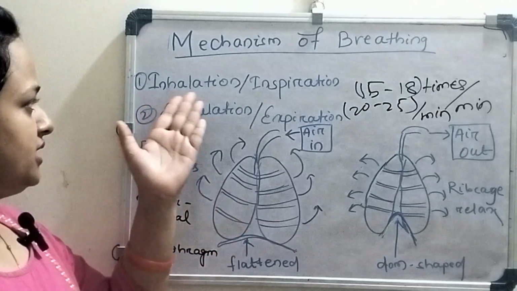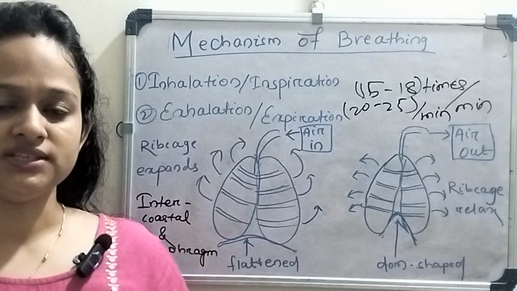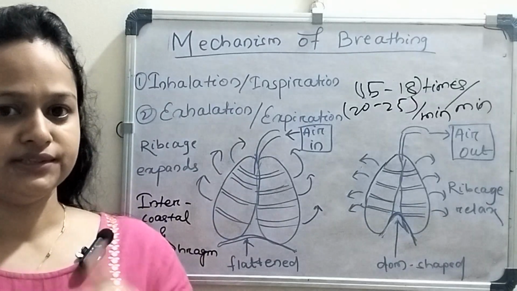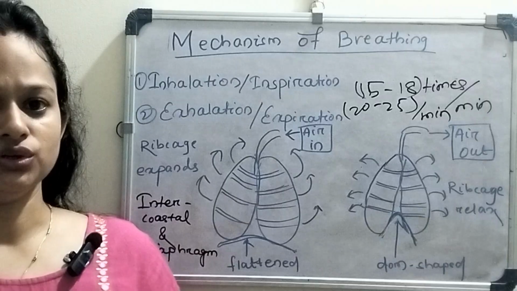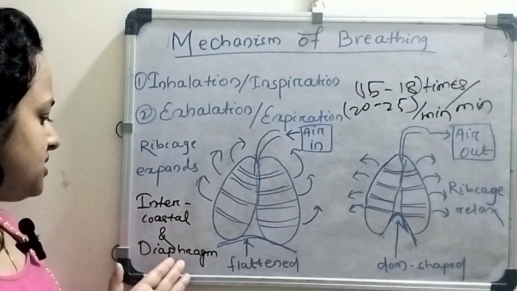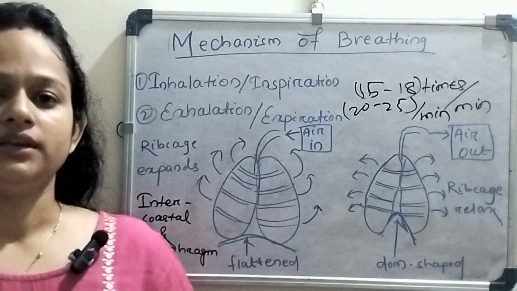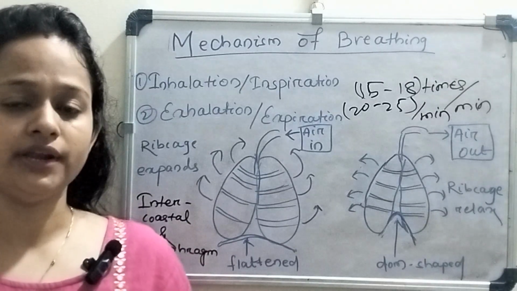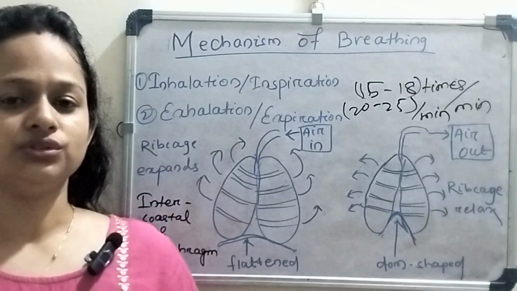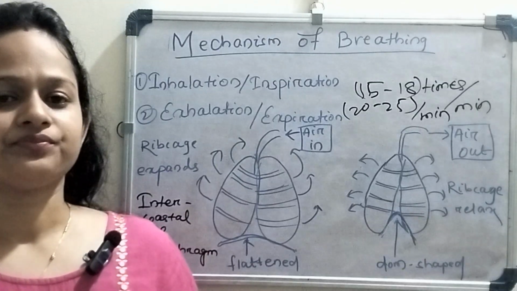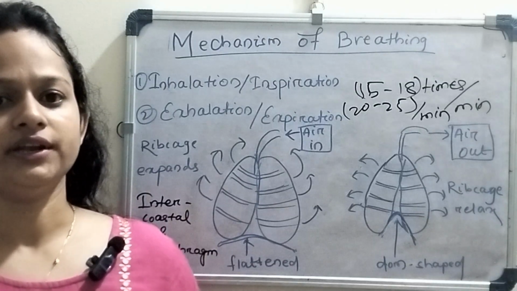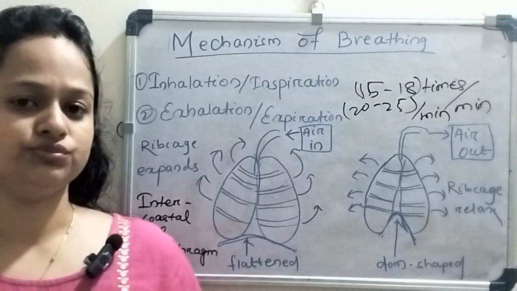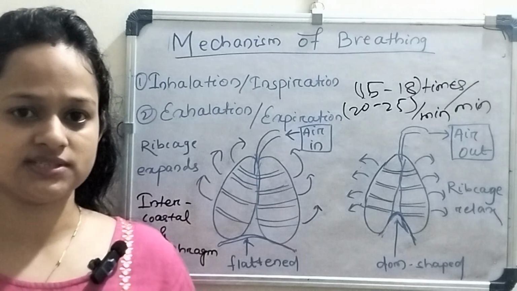So first come to the inhalation. The breathing in of air is known as inhalation or inspiration. And this process is carried out by two types of muscle, that is intercostal muscle and diaphragm. In the inhalation process, the rib cage moves outward and upward. So the intercostal muscles help in the upward and outward movement of the rib cage. So the volume of the thoracic cavity increases.